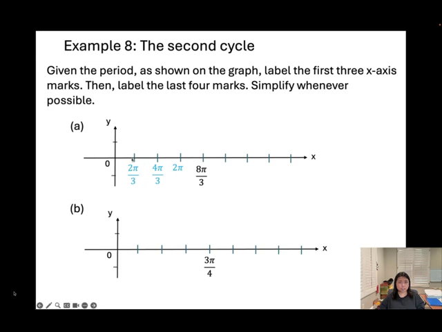Okay, then I'm going to write down the multiples. The first one will be 2 pi over 3. So multiples of 2 pi over 3: that will be 4 pi over 3, and then 6 pi over 3, 8 pi over 3, 10 pi over 3, 12, 14, 16.